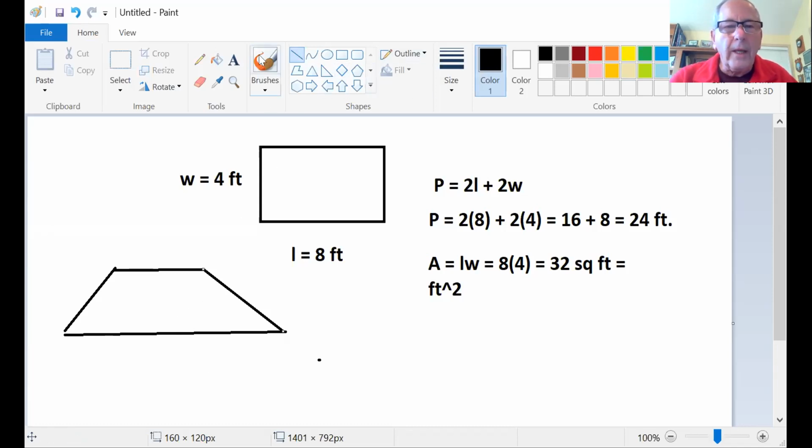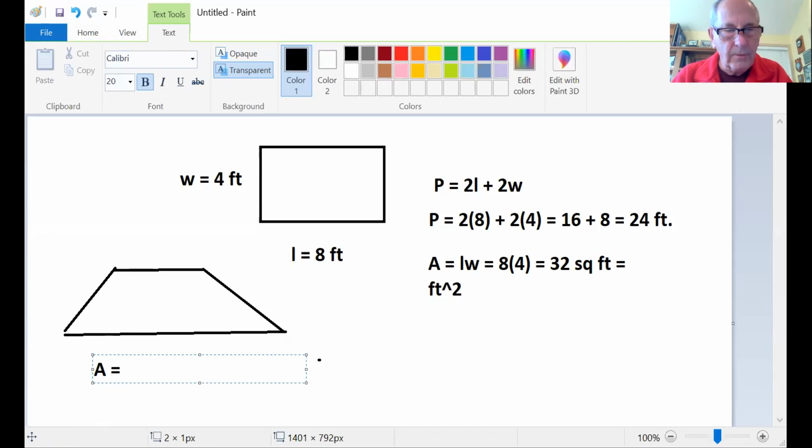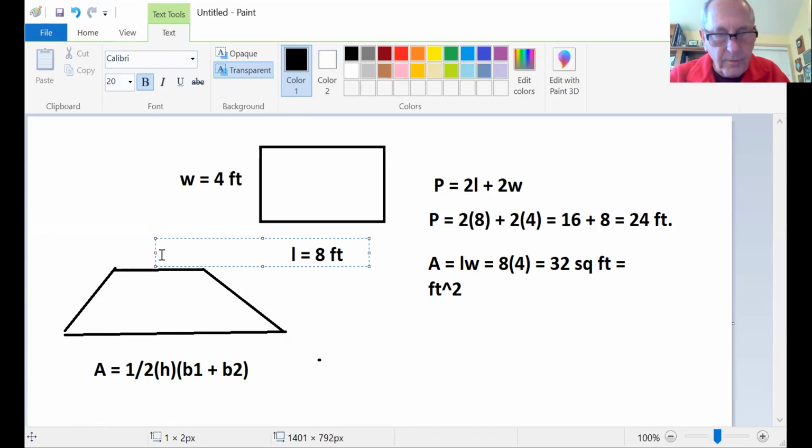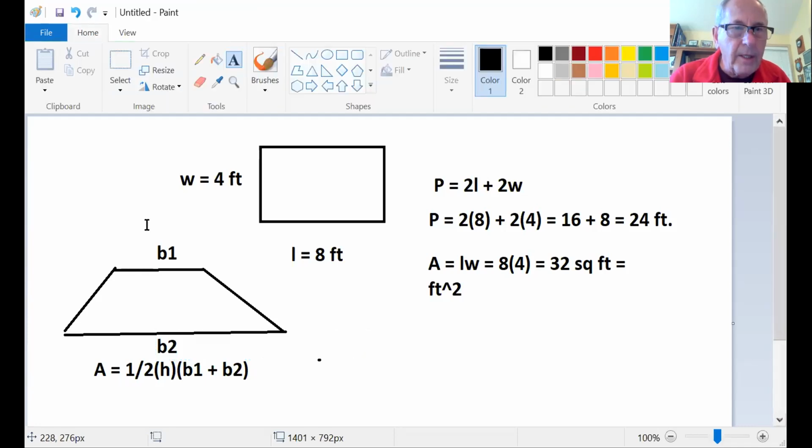Okay, so the area of this is equal to 1/2 times the height times base 1 plus base 2. It looks like that. So what this means is this would be base 1 up here. B2 would be down here, right? And the height would be this distance right here, from here to here, right?